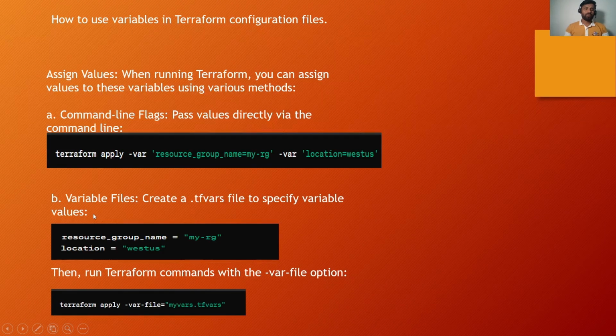Then method 2, method B, you can say variable files. Create a .tf file to specify variable values. So resource group name my RG, location West US. So we can specify this into the .tf file also. Then run Terraform commands with the -var-file option. See, this is the option for B. If you are writing it in this method, then you need to apply like this: terraform apply -var-file="myvars.tfvars", right?